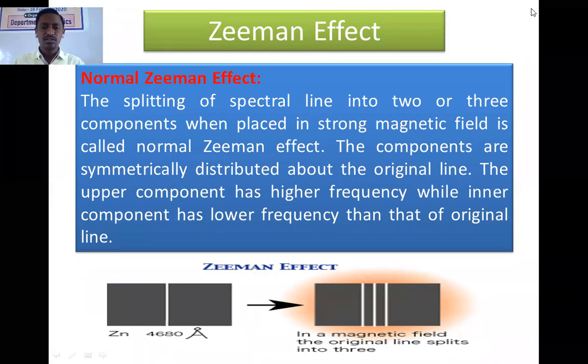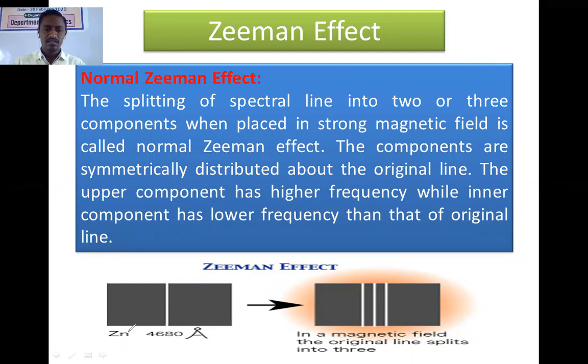The components after splitting are symmetrically distributed about the original line. Here the original line means the single spectral line which is produced by the source of light. So after splitting of the spectral line, the extra components which are formed are symmetrically distributed on both sides of the single line. Let us see in the diagram.